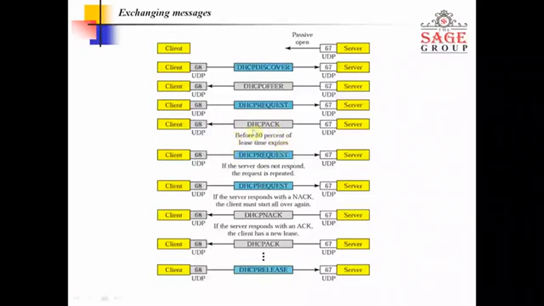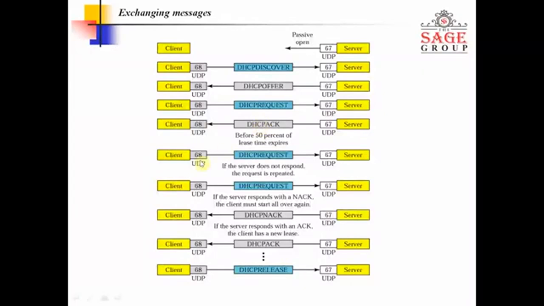Before 50% of the lease time expires, we have to decide. The client sends this message from this to this. In between that time duration, 50% of the lease time expires. The DHCP acknowledge message is sent by the server to the client. Then the connection, or the IP address, has been established.